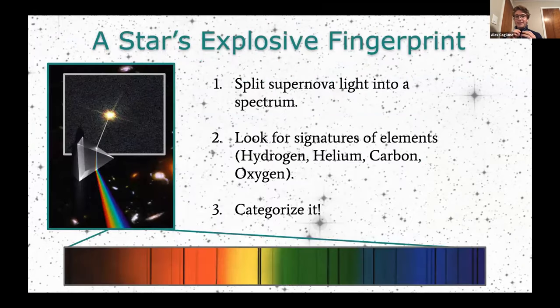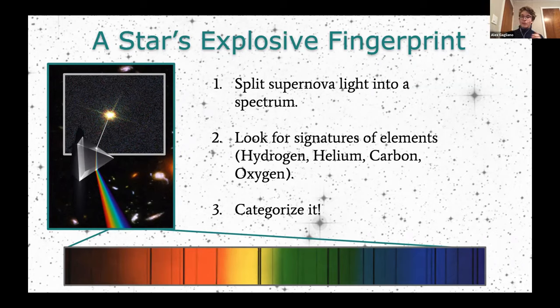So what we do in studying supernovae is we take the light from an exploding star when the sky brightens at a particular point. We split the light up into a spectrum from a prism, and we look for signatures of different elements like hydrogen, helium, carbon, and oxygen. And then we categorize it. So we can say that if this particular supernova had hydrogen and helium in it, it's this type of supernova. If it had carbon and oxygen, it's a different type of supernova.